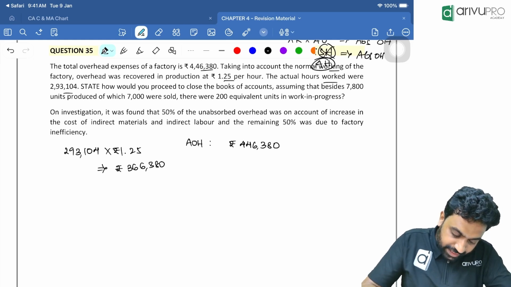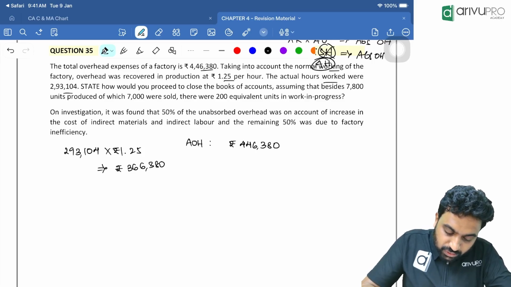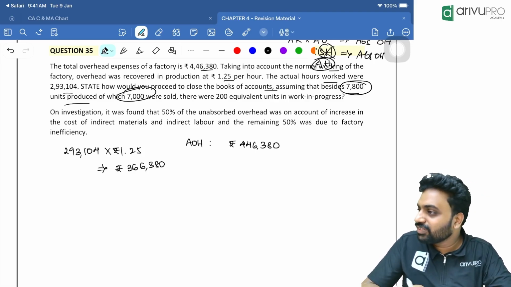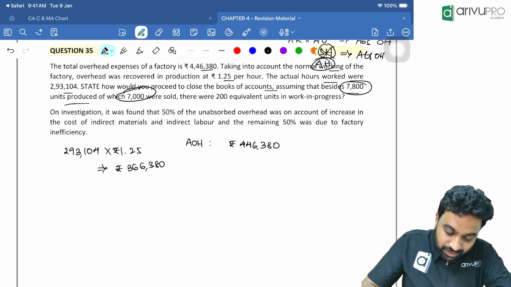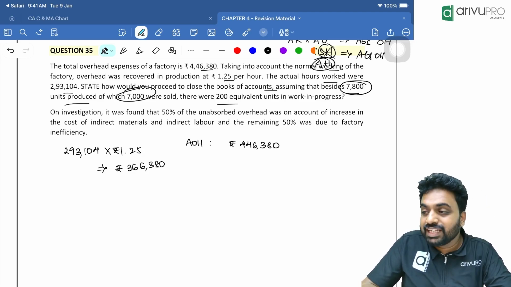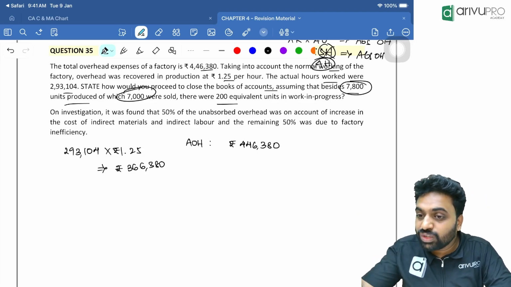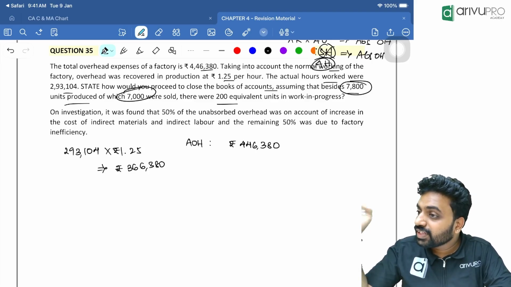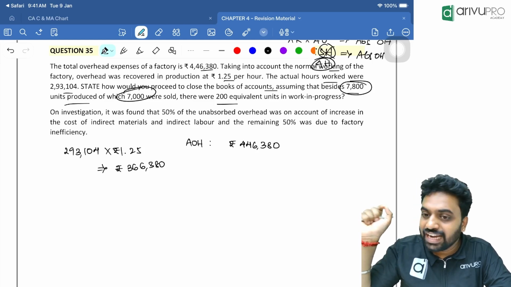3,66,380. Correct? State how you would proceed to close the books of accounts, assuming that besides 7,800 units produced, of which 7,000 were sold. That means they are only telling how many units we produced: 7,800. There are 200 equivalent WIP. That means the denominator is 7,800 finished goods produced during the period plus 200 equivalent WIP, 8,000. The denominator is 8,000 to calculate the supplementary rate.